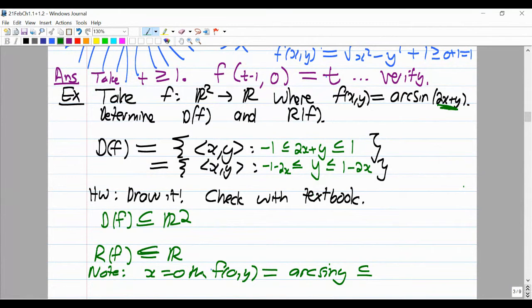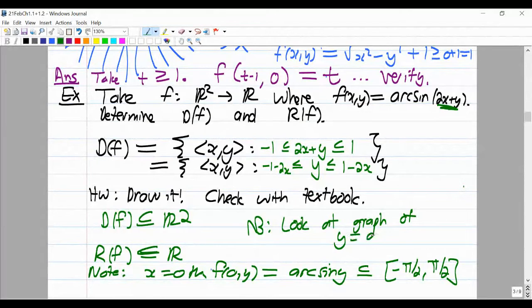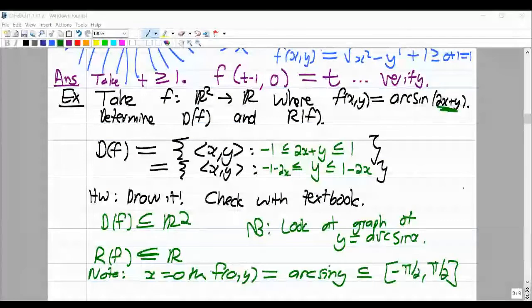If x is 0, then we get f(0, y). So twice 0 plus y is arcsine y, and that's going to be from minus pi over 2 to pi over 2. So NB, check your notes and look at the graph of y equals arcsine x. Well done to Rob, Ms. Dube, Nsibi, and Moses. You guys are spot on the money. So if x is 0, then this function becomes f(0, y), which is arcsine y, and we know that is what the output will be on this interval.